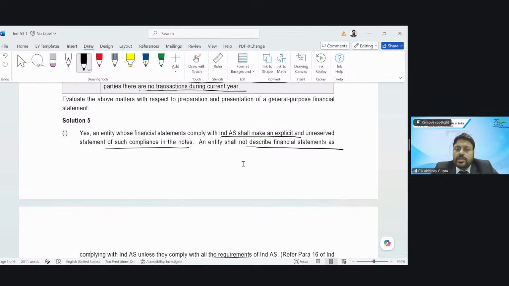So in the financial statements, in the notes to accounts, the explicit and unreserved statement of compliance with all the requirements of the Ind ASs will still go, irrespective of whether the auditors are qualifying their audit report on the Ind AS compliance or not. Is that clear?